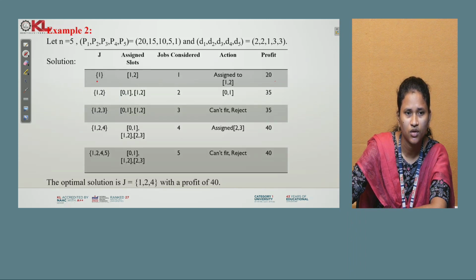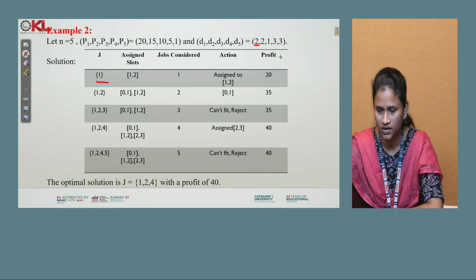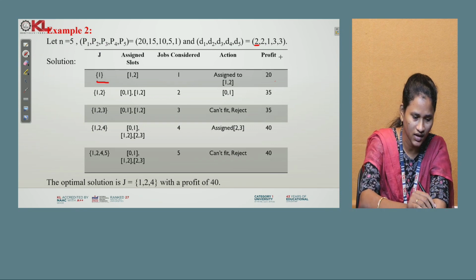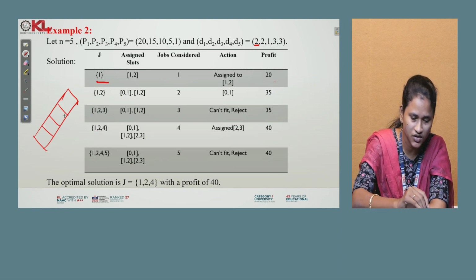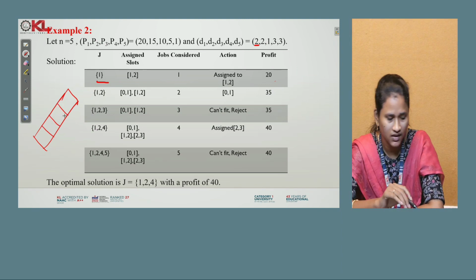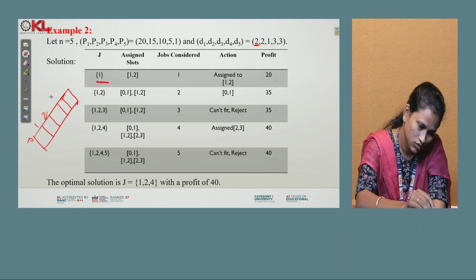Okay, so job 1 we have chosen here. What is the job 1 deadline value? 2. Okay, so here we have to take the Gantt chart. Let us consider we have taken a Gantt chart. How many profit values are there, and what is the maximum deadline? That is the Gantt chart size. So 0, 1, 2, 3, 4, 5.